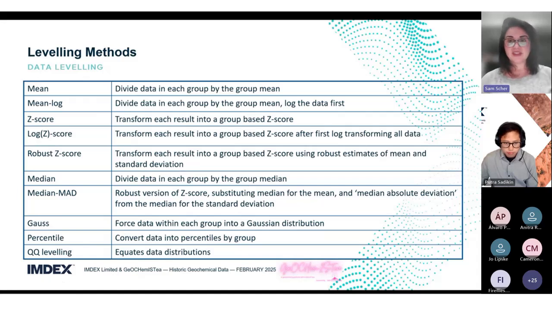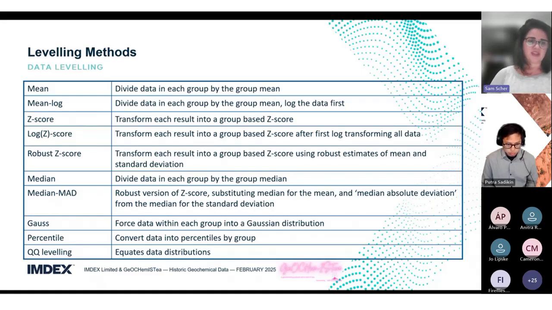There are a lot of options in ioGAS as to which methodology you can use for leveling your data. We're probably going to use either a log z-score or a robust z-score, but these are all the different options that are available to you, with some descriptions.